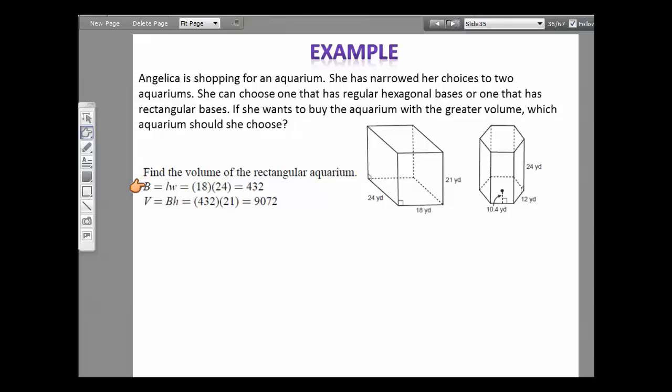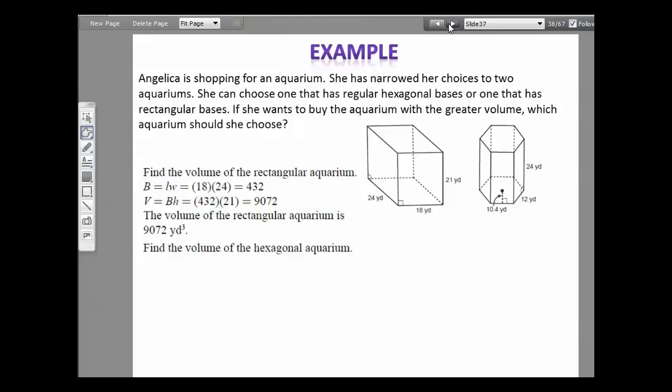So here's the rectangular volume. Remember, your formula is capital V equals the area of the base times height, so you have to calculate the capital B first. They got the length times the width. 18 times 24 is 432. They plug that in, and if you look over here, the height is going to be 21. So the volume of the rectangular aquarium is 9,072 yards cubed.